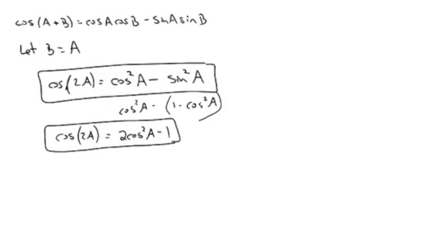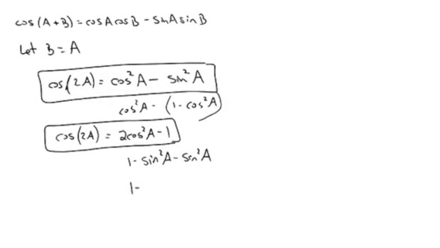We could also take cosine squared a and replace it with 1 minus sine squared a. This becomes 1 minus sine squared a minus the sine squared a that's already there. So that becomes 1 minus 2 sine squared a.